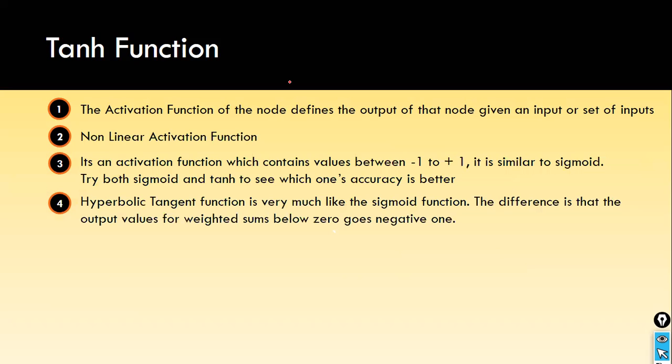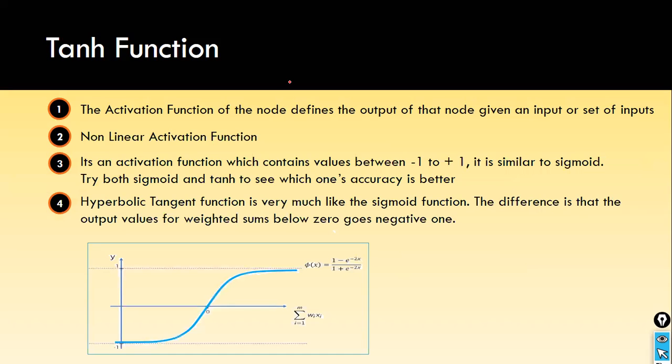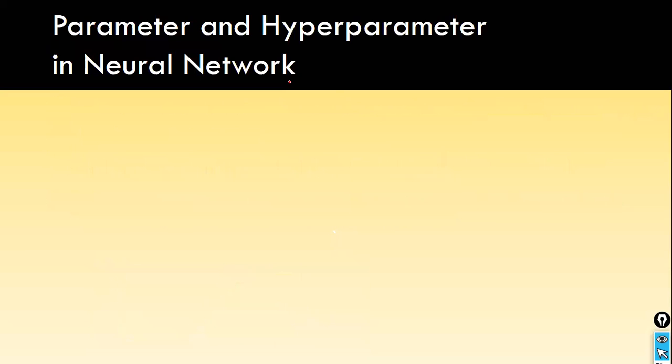It uses the hyperbolic tangent function, very much like the sigmoid function. The output for weighted sums below 0 gives -1 in this case, whereas in the sigmoid function, any value below 0 gives 0. The tanh function is also not used much, but it is helpful to know this activation function too.